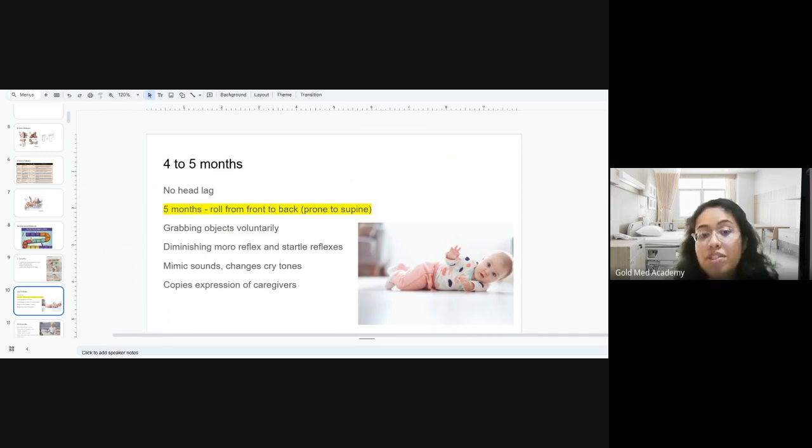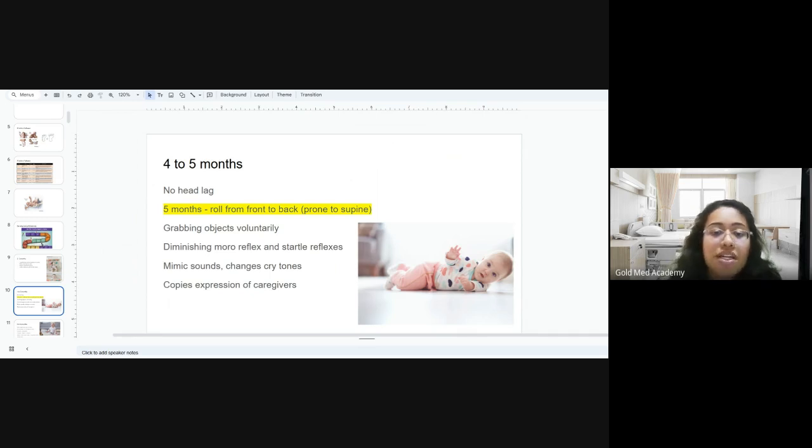So remember, they're able to grab objects voluntarily, and those startle reflexes are going away. Okay, they can mimic sounds, they can change their crying tone to whatever they want. And I remember there was this video that I watched a long time ago about this woman who was talking about what the sounds that the infant makes mean, if you listen very closely. They're not just making random sounds. Those are because their needs need to be met. That's how they are communicating.